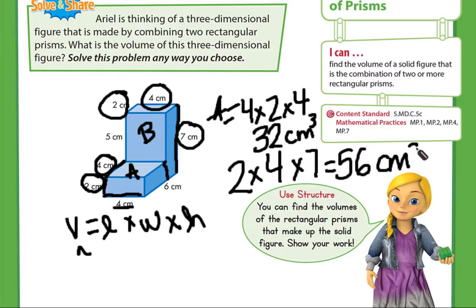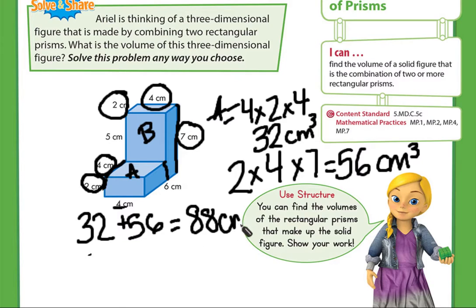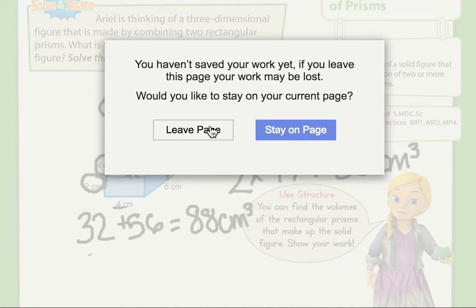centimeters cubed. Now I'm not done, because the last thing I need to do to solve this problem is find the volume of the entire figure, or the combined rectangular prisms. So I need to add these two numbers. So it would be 32 plus 56, which is 88 centimeters cubed. And then I'm done. So I want to try a couple more together. So we're going to go over to the guided practice.